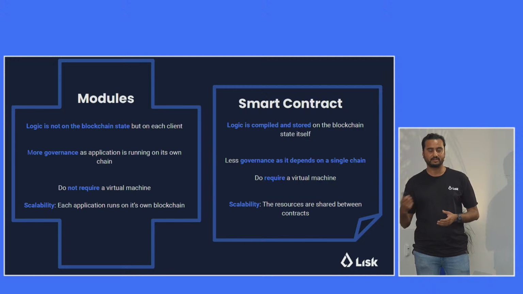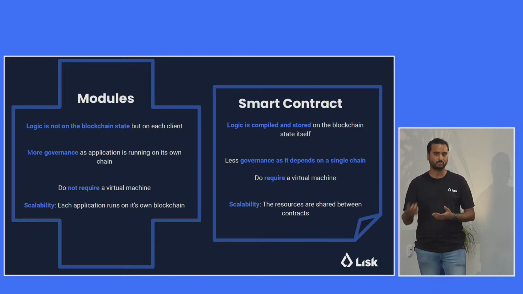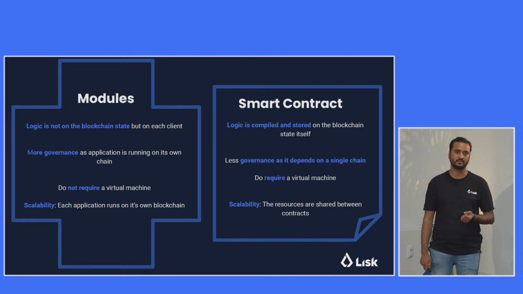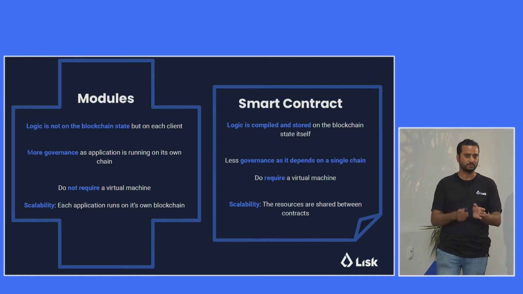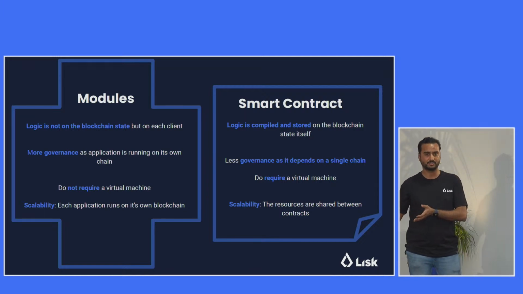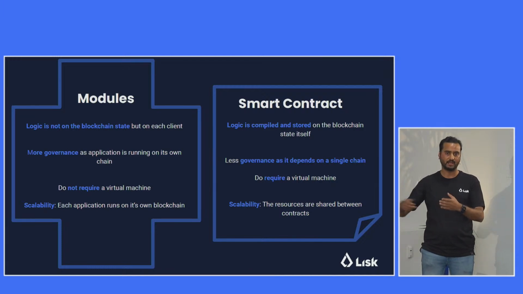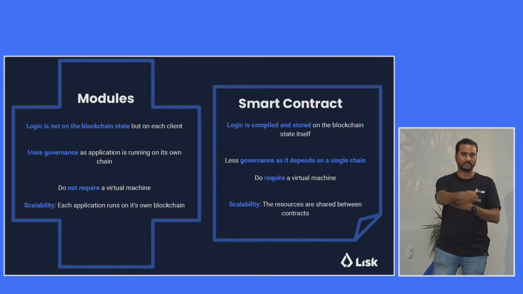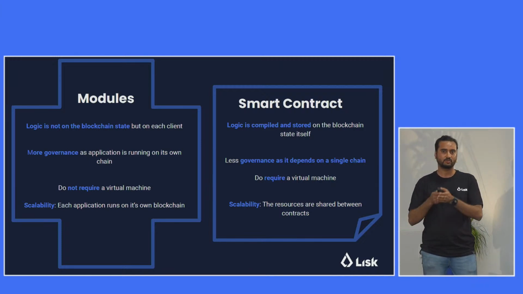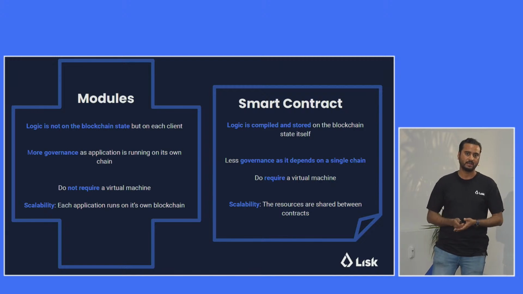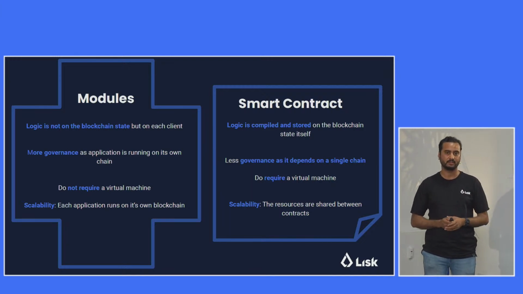Also, on the other hand, smart contracts, the logic is compiled and stored on the blockchain state itself. There's more governance when you are working with modules because you have your own blockchain application. That means you have your own governance in your chain, and you're relying very less on the governance of the main chain. Whereas in the smart contract, the contract is running on the same chain, so it's also following the governance of the main chain.